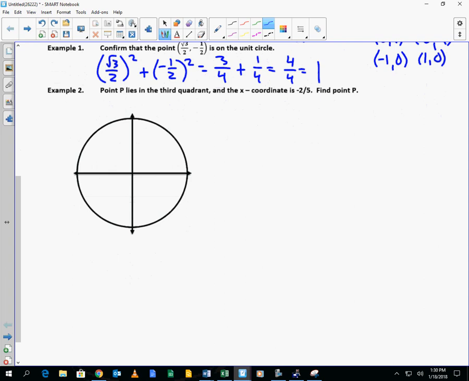If this is the unit circle, you can tell that this coordinate would then be 1, 0. This would be 0, 1. This would be negative 1, 0. This would be 0, negative 1.